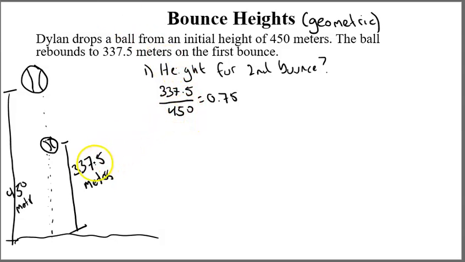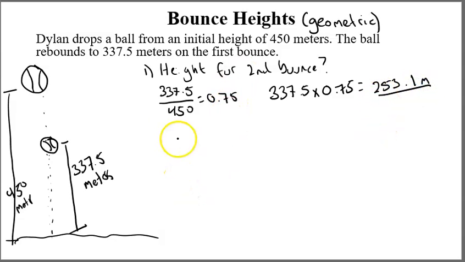And so to get the second bounce, if you've ever bounced a tennis ball, it bounces and bounces and bounces, keeps getting smaller, right? So to figure out how many meters high the second bounce would be, I'm going to find 337.5 and multiply that by 0.75. So 337.5 times 0.75, and I get 253.1, rounding here, meters. Okay, that's great. So how about on the fourth bounce?